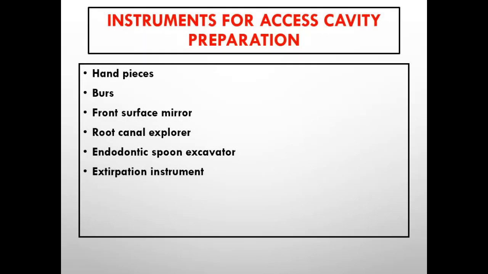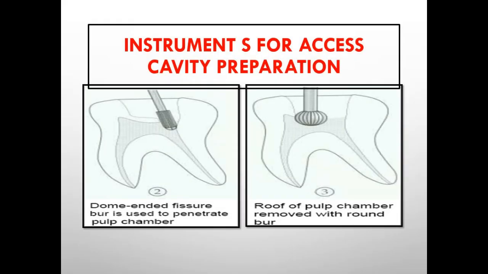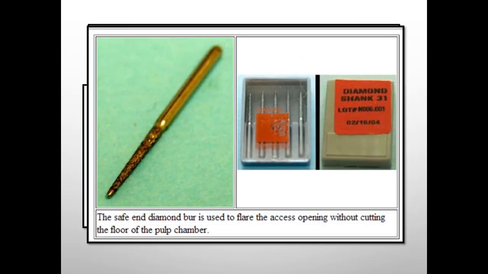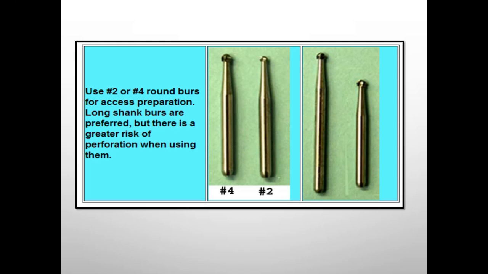Similarly, instruments for access cavity preparation are handpieces, burs, a pointed surface mirror, root canal explorer, endodontic spoon excavator and extirpation instruments. A dome-shaped fissure bur is used to penetrate the pulp chamber. The roof of the pulp chamber can be removed with a round bur in a pulling stroke. The Safe-ended diamond bur is used to flare the access opening without cutting the floor of the pulp chamber. We also call it the Endo-Z bur. Number 2 or 4 round burs are used for access preparation. Long shank burs are preferred, but there is a greater risk of perforation when using them.